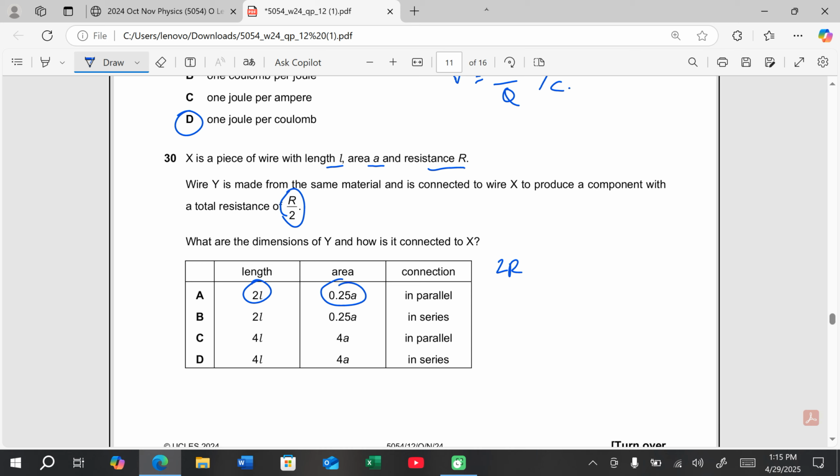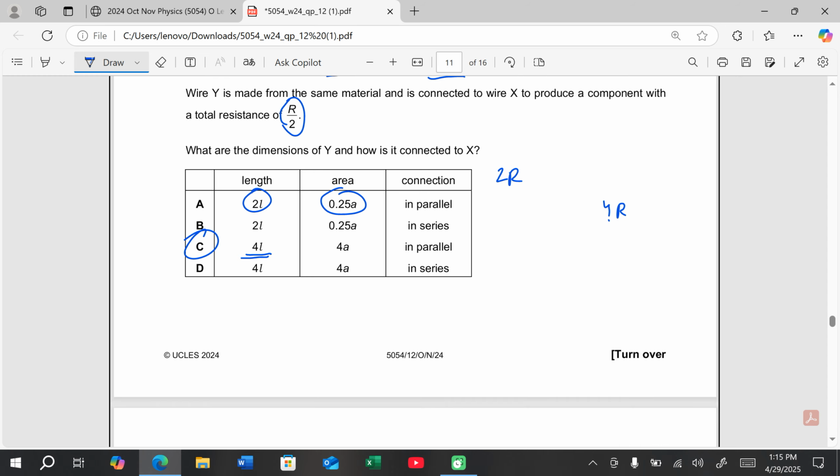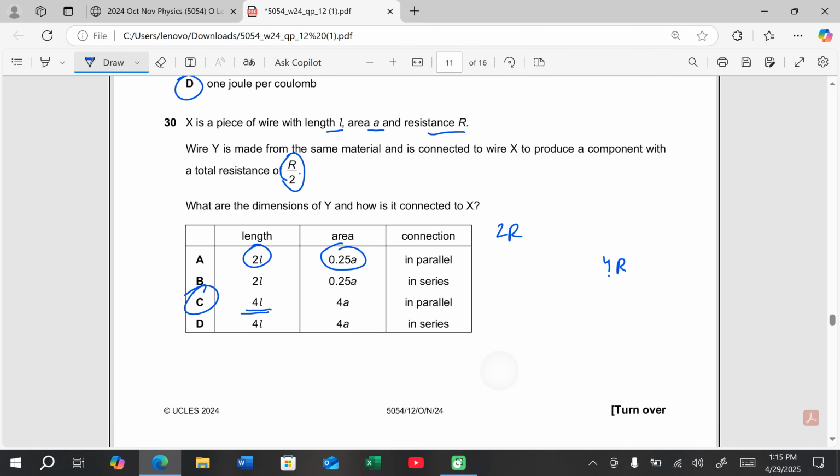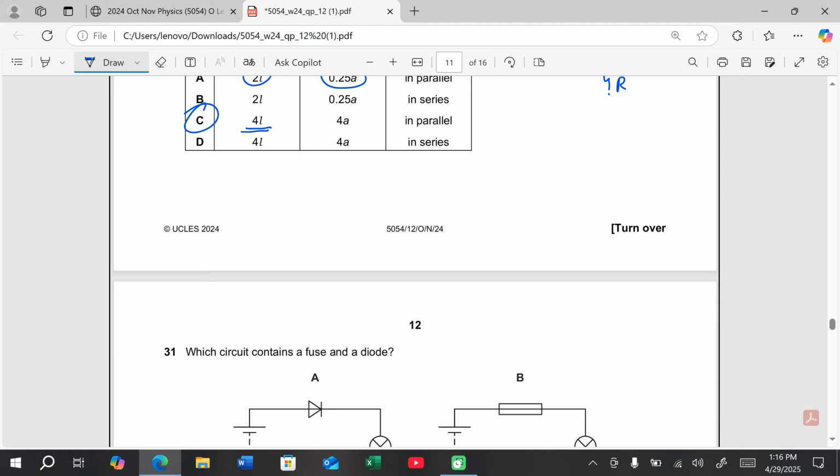That's a little different combination. So if the length is 4L, the resistance will be 4R, and the area is 4A. Yes, so that is the right answer. C is the right answer, because in parallel circuits you have the same voltage. The voltage does not divide.